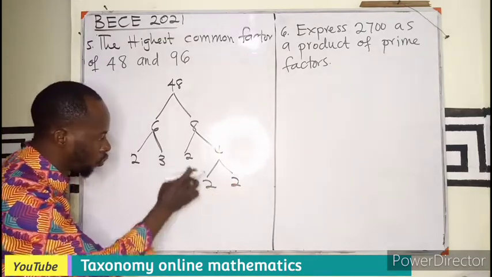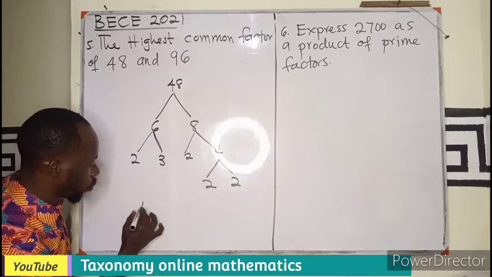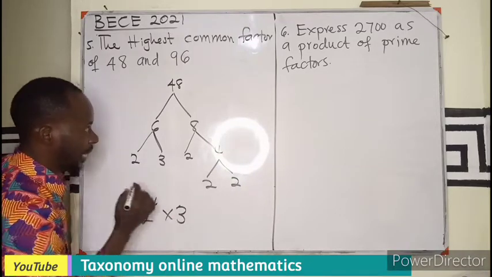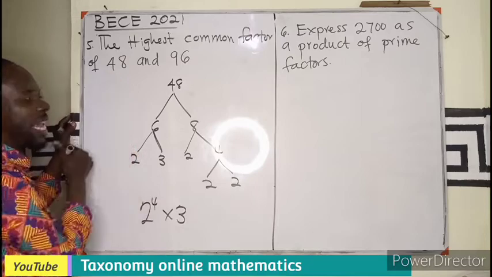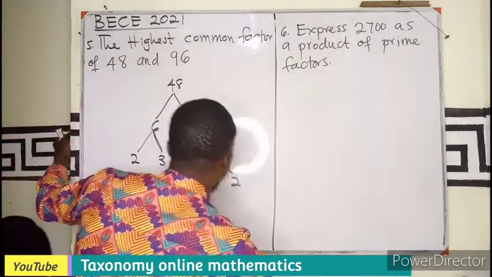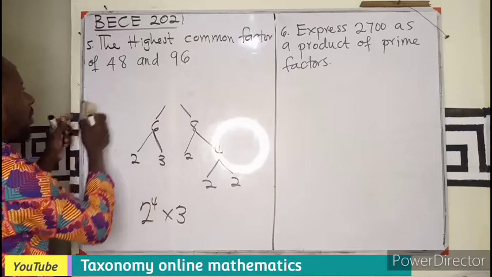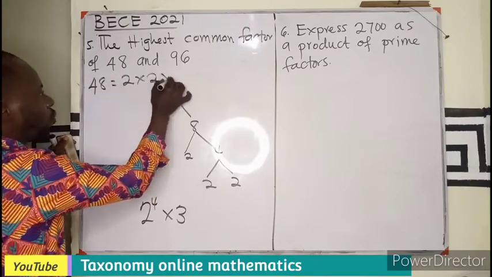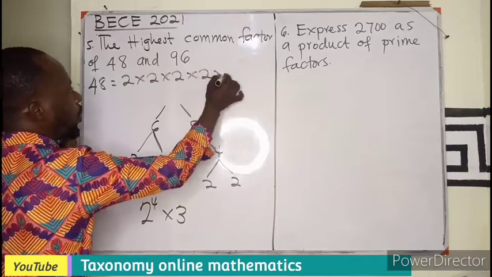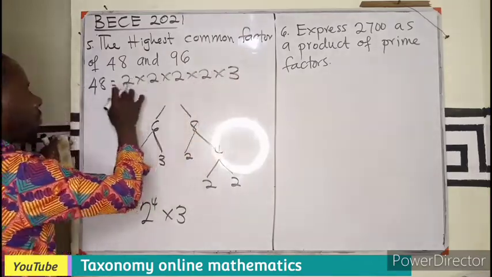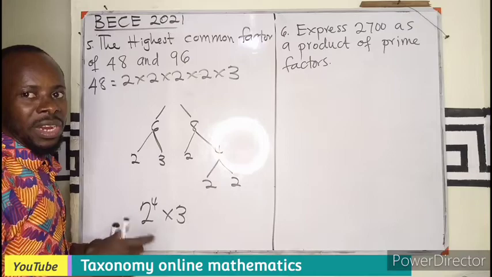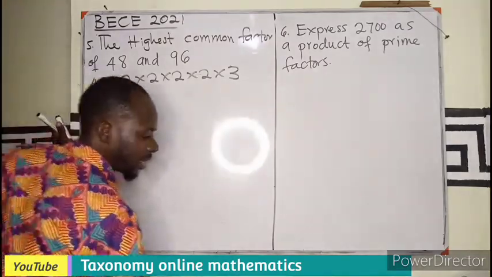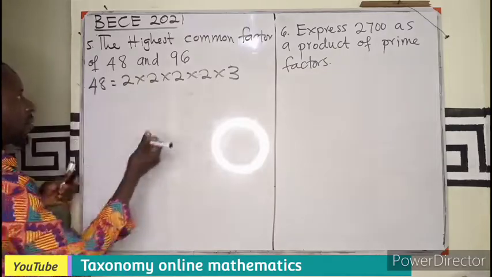So we are picking the final legs with the prime numbers. So 2, 2, 2, 2. How many of the 2? So 2 exponent 4 times 3 will give me my 48. So if I am to list the prime product, 48 is going to be 2 times 2 times 2 times 2 times 3. That will be the 48. Alright, let's take our 96.